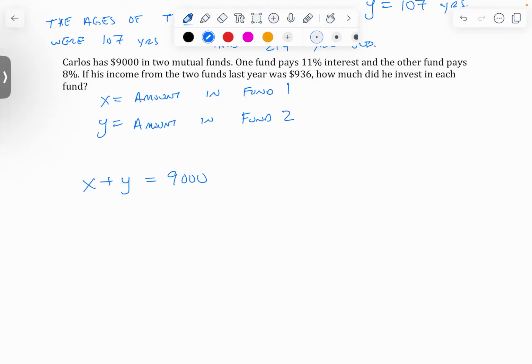One fund is 11%. Now remember, with percentages, you have to turn them to decimals. 11% interest times the amount in fund one plus 8% interest in fund 2, totals the total interest, which was $936. Most people actually make this second equation much easier than the first equation, which is why I'm all about set up, label your info.